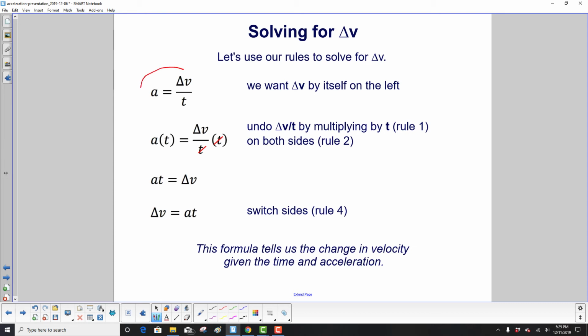Let's work an example. We have our definition for acceleration, which is delta v over t, and we'd like to solve for delta v. We want delta v all by itself on the left. First thing, we undo delta v divided by t by multiplying by t. And if we multiply the right side by t, we have to multiply the left side by t. So that's using rules 1 and 2. We now have at equals delta v. And we like delta v on the left because it looks neater, so we just switch the sides, which is rule 4. This formula now gives us the change in velocity given the time and acceleration.